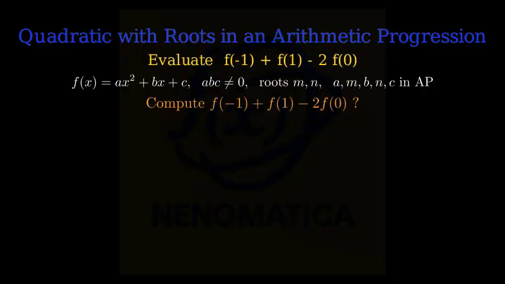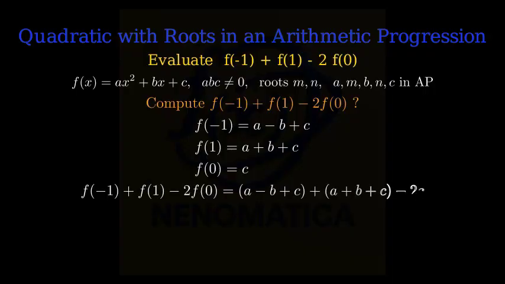Step 1. Evaluate each piece directly from the definition of f. f of negative 1 equals a minus b plus c. f of 1 equals a plus b plus c. f of 0 equals c. Adding them as f of negative 1 plus f of 1 minus 2f of 0, the b's cancel and the c's cancel, leaving exactly 2a.